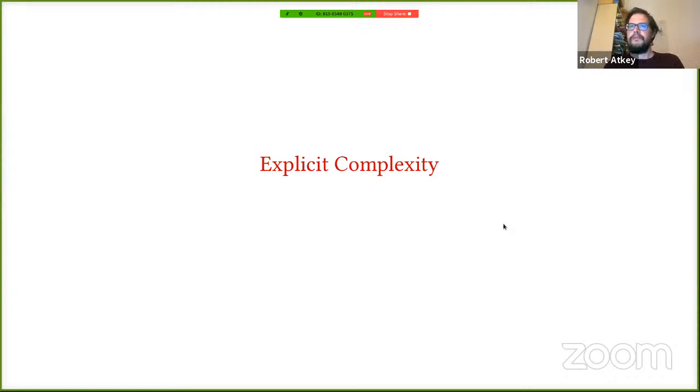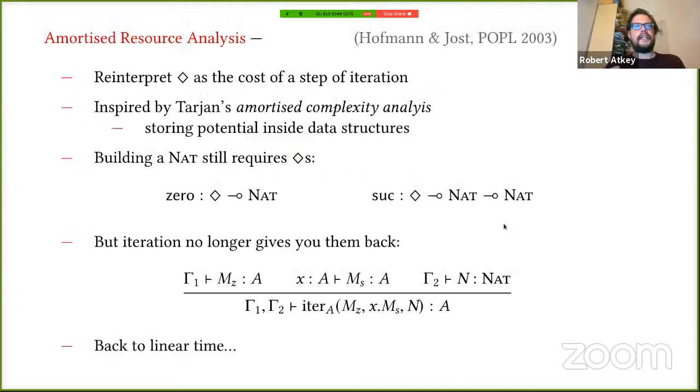Let's see another system for explicit complexity. So this is another idea of Martin Hofmann's. This originates with a paper with him and Stefan Jost in 2003, where they took the idea from LFPL, where diamonds were used to pay for iteration. And we interpret that now literally as a diamond is the cost of a step of iteration.